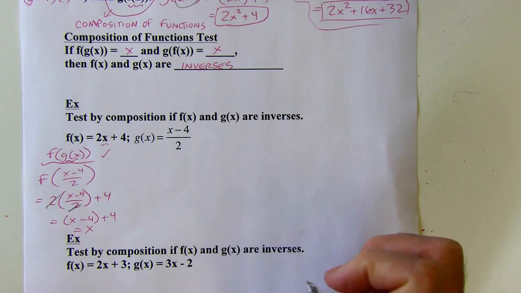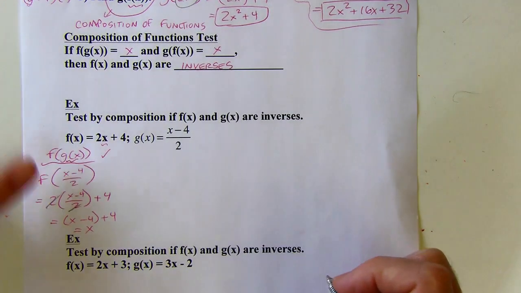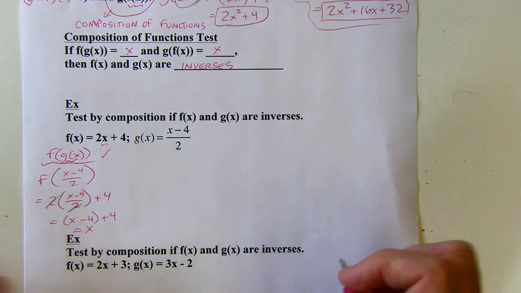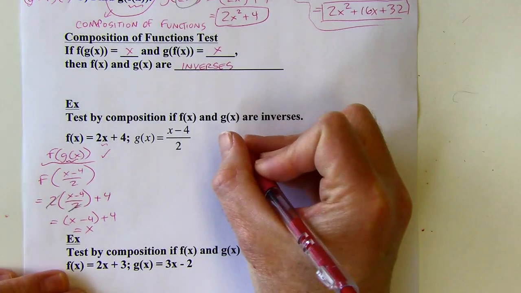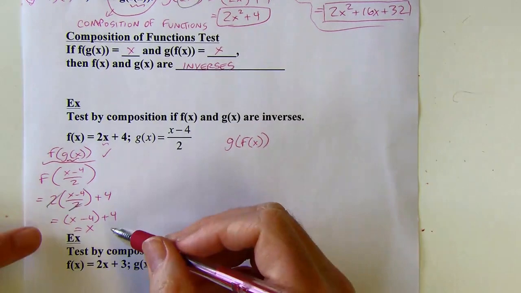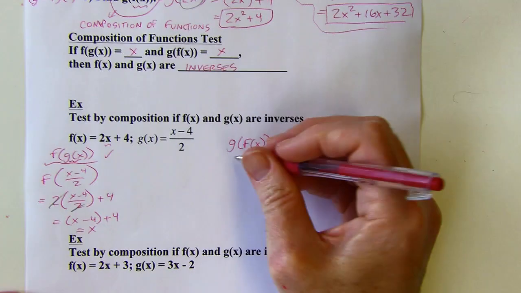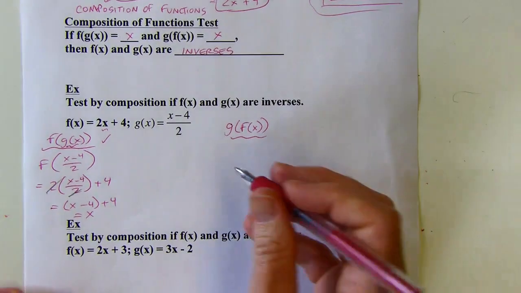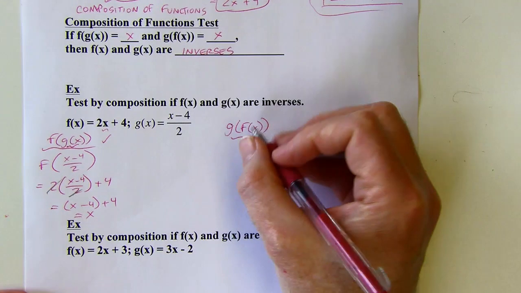So far it looks like they're inverses, but you can't just stop there because sometimes it will work in one direction and not in the other direction. So I still want to check g of f of x as well. If this failed, I could just stop. If either one of these tests fails, I can stop and say no. But if one of them passes, check the other way to make sure the other way works too.